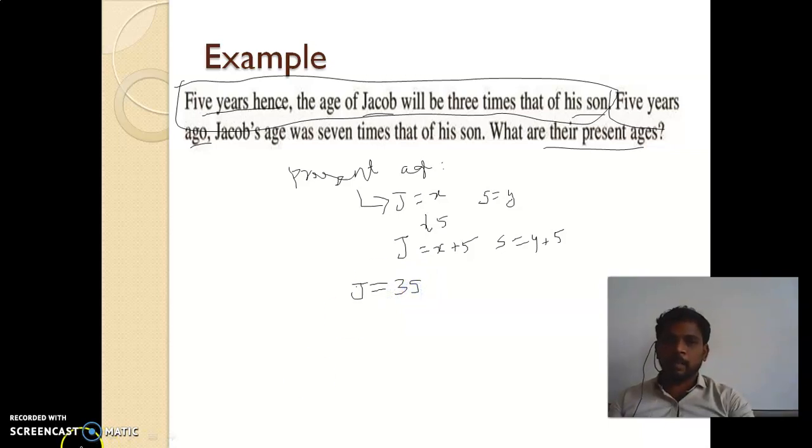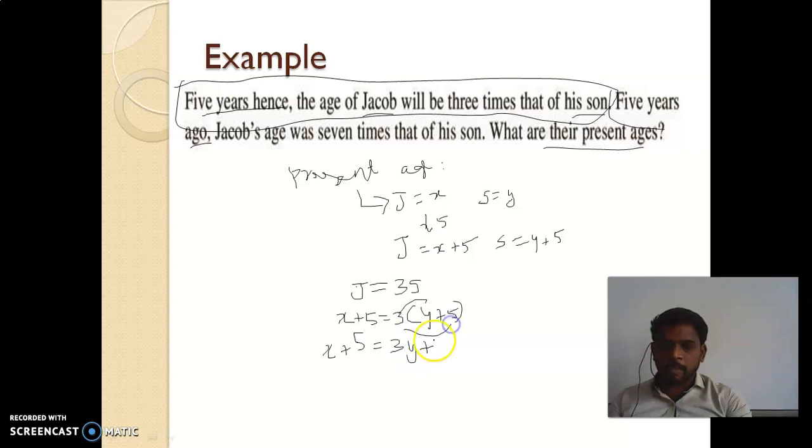So instead of Jacob's age, x plus 5, equal to 3 into, what is the son's age? y plus 5. So x plus 5 equal to 3 into y plus 5. Now multiply 3 inside it. What will happen? 3y plus 3 fives are 15. Now simplify this.